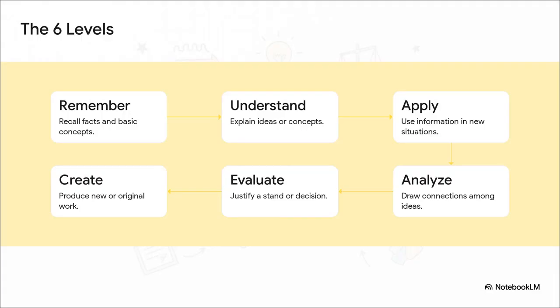Okay, so what does this map actually look like? Well, here are the 6 sequential steps. 1. Remember. 2. Understand. 3. Apply. 4. Analyze. 5. Evaluate. And 6. Create. The absolutely crucial thing to remember here is the hierarchical rule. Think of it like a giant pyramid. You can't analyze a concept if you don't first understand it, right? And you definitely can't understand it if you can't even remember the basic facts. Each tier is built directly on the one right below it.